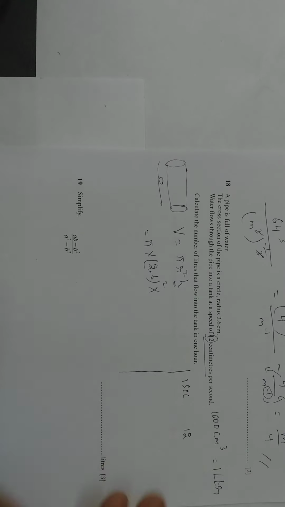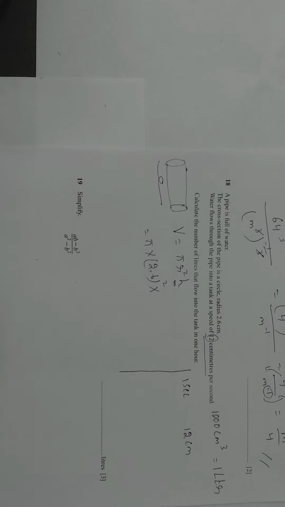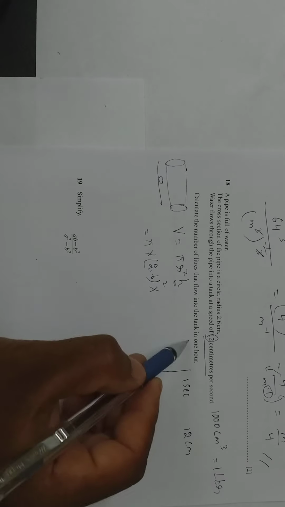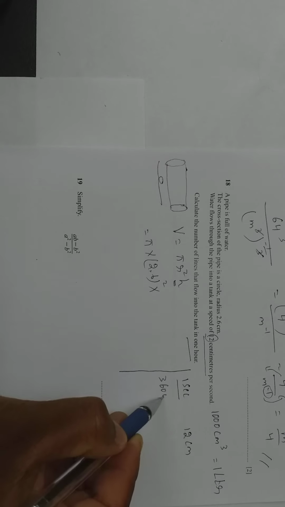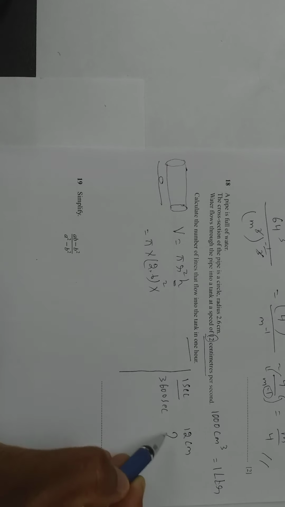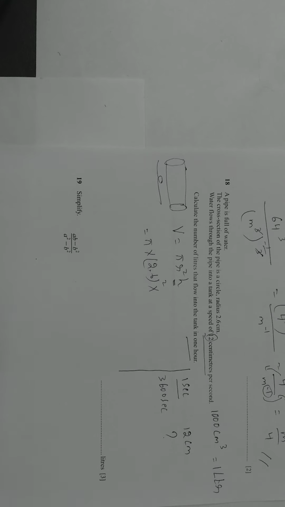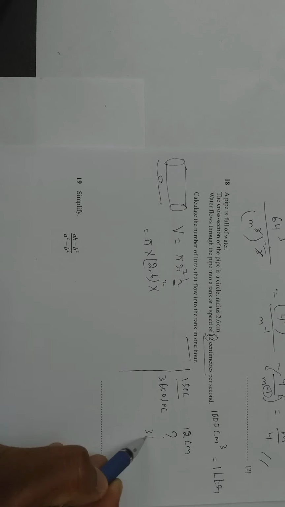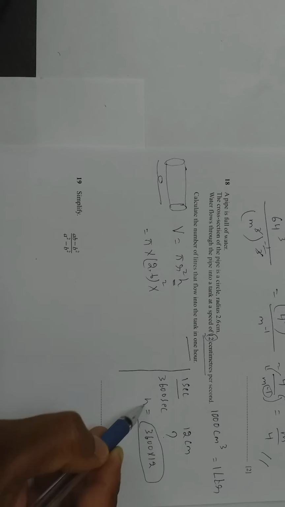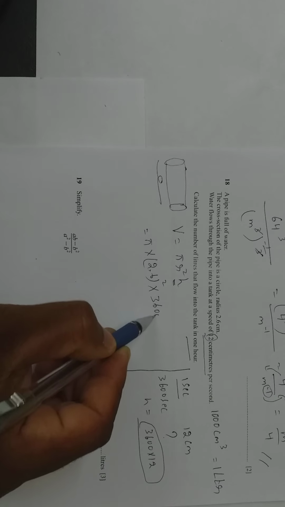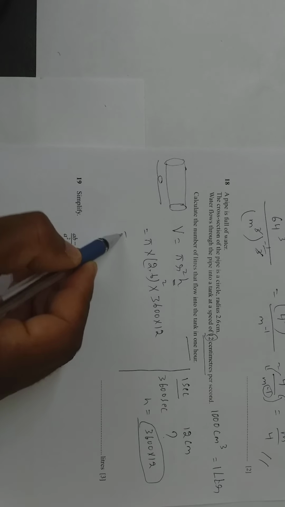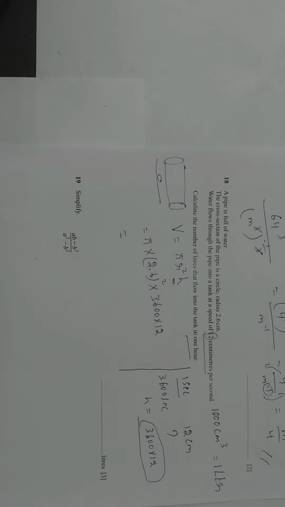In 1 second, 12 centimeters of it is going out. So in 1 hour means how many seconds are there in 1 hour? 3600 seconds. How many centimeters of water will go out? So it will be 3600 into 12. That will be the length or height of that particular cylinder or pipe. So place it here. So this you will get to be.